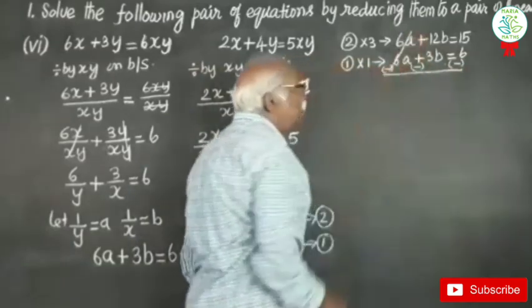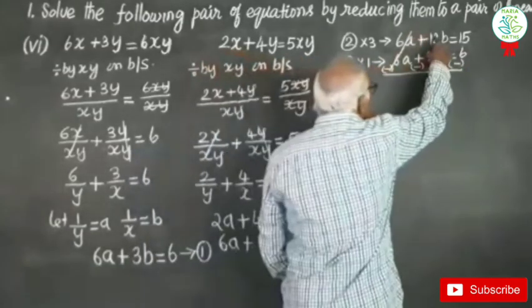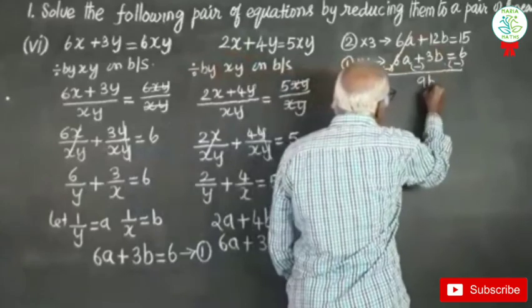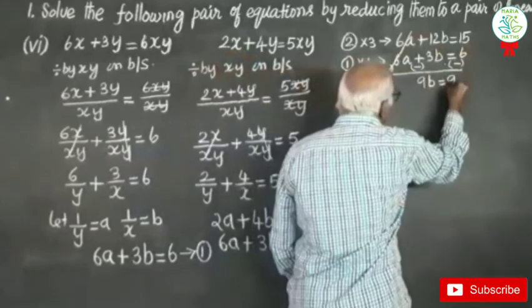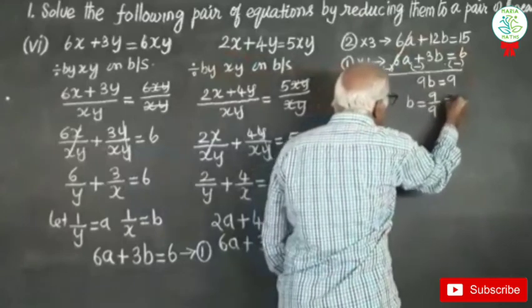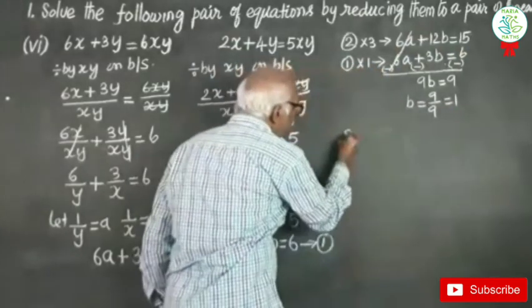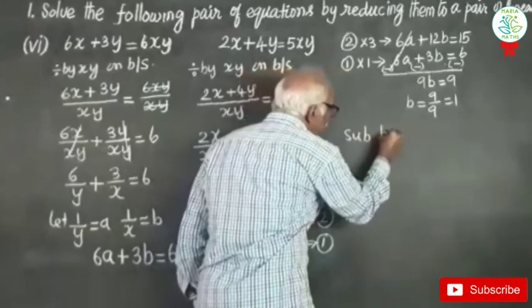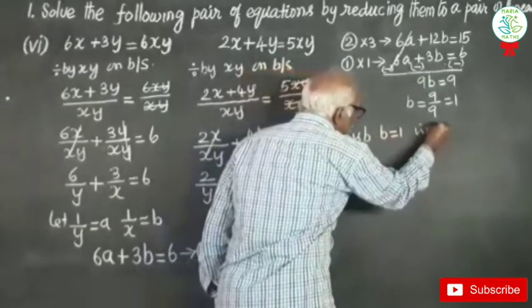So plus 6a minus 6a cancel. 12b minus 3b, 9b. 15 minus 6, 9. b equal to 9 by 9 equal to 1. Substitute b equal to 1 in 1.